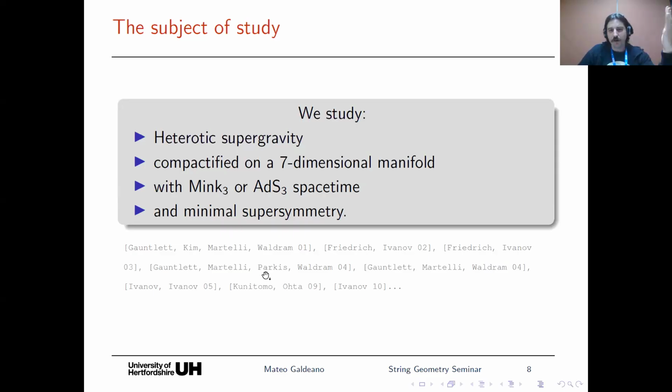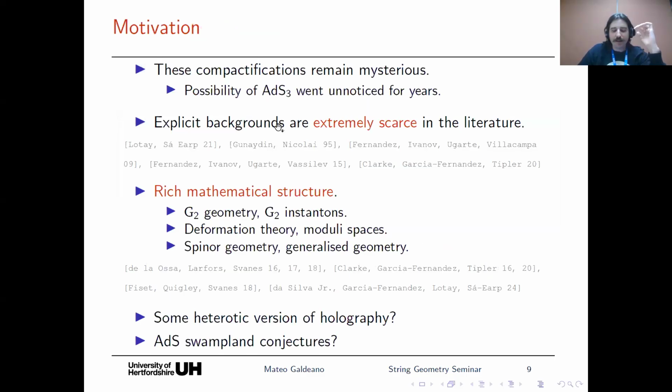Now, there are a lot of references and work in this direction, both by physicists and mathematicians. And the thing about this particular setup I'm choosing is that even though there's been a bunch of work, these compactifications remain a bit mysterious. I always give the example that the possibility of having this anti-de Sitter spacetime went unnoticed for many years. So even though it's a very interesting problem, I think there's still a lot to be learned. And explicit solutions to this system of equations are actually very scarce in the literature.